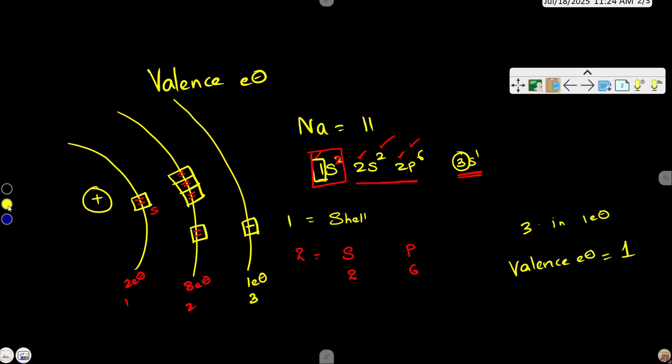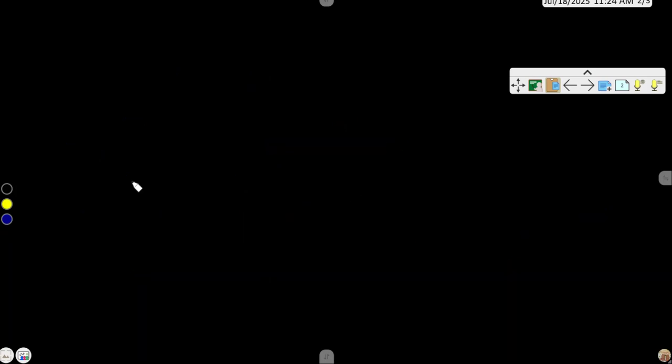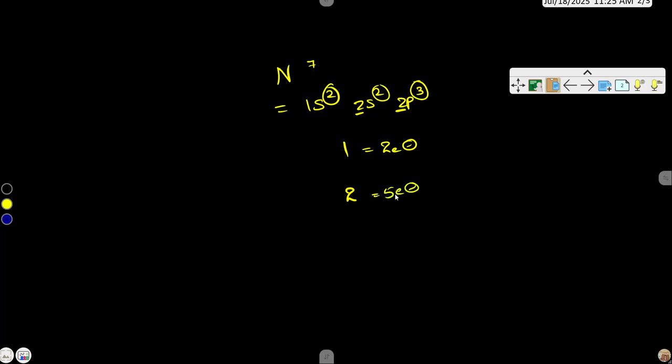Now let us write the configuration for another element, nitrogen. Nitrogen is 1s2, 2s2, 2p3 because nitrogen's atomic number is 7. These numbers give you the information about the shells. That is, there are 2 shells, first shell and second shell. In the first shell, we have got 2 electrons. In the second shell, we have got a total of 5 electrons. Now, can you tell me how many valence electrons are there? Yes, you are correct. The valence electrons are 5 electrons present in nitrogen.